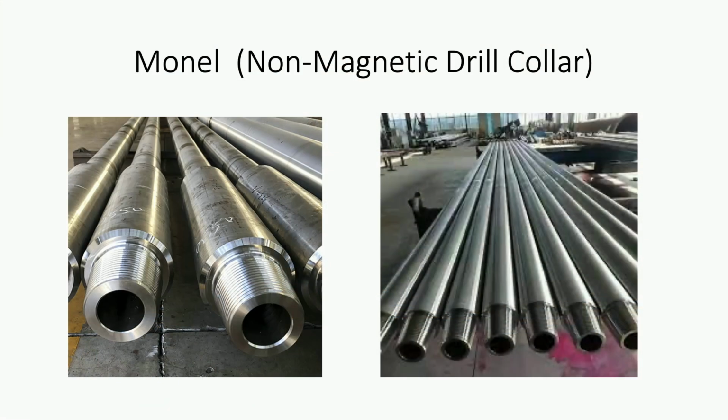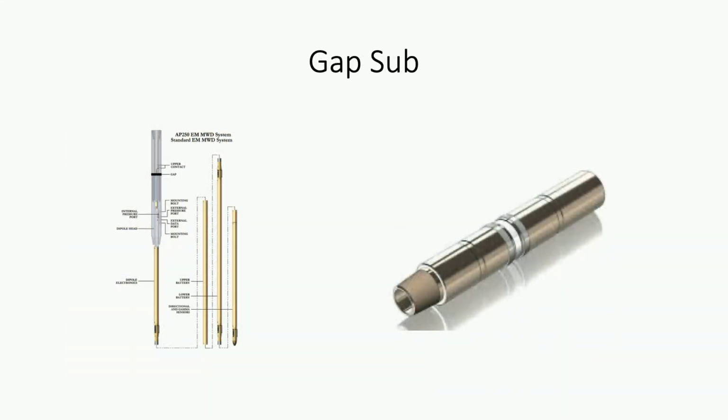There's a picture of our non-magnetic drill collar, Monels as we call them. Very expensive material. This is a picture of the gap sub, as I was showing you, with our dipole antenna that we have here, and how it bolts in there. You just stick it up inside there and bolt it on, and the signal is transmitted outside the gap sub.